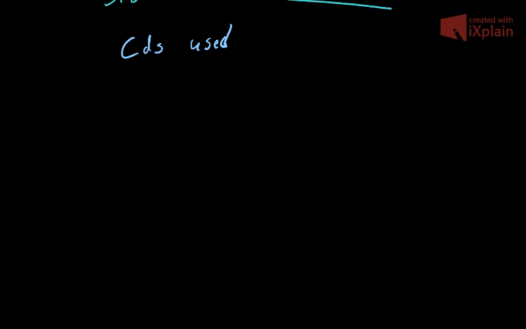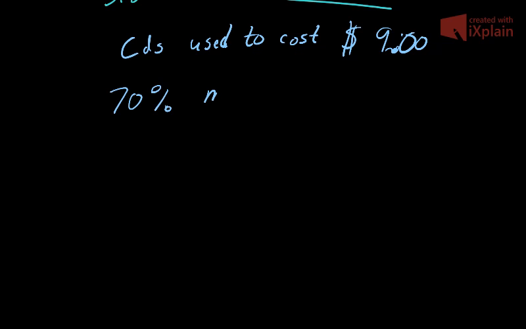used to cost $9. $9 CDs, not too bad. I'd get music for that. And they were marked up by 70%. So there's a 70% markup. And this is a fancy way to say that there's a percent change, and that percent change is 70%.